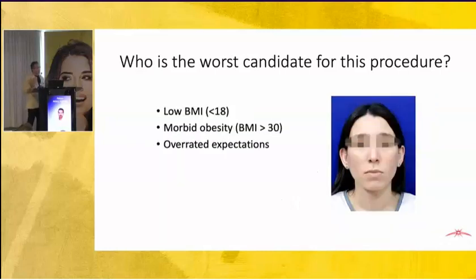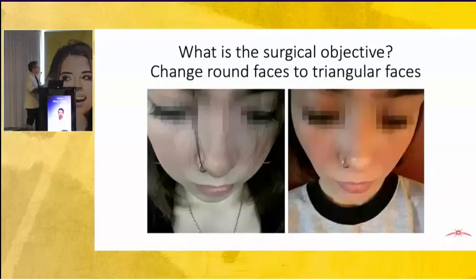And who is the worst candidate? People like this: low BMI and high BMI, less than 18 and over 30, because in the first one, again, you obtain a cadaveric shape, and in the second option, you and your patient are never going to see the result. And of course, any patient with unrealistic expectations, you need to lose these kinds of patients.